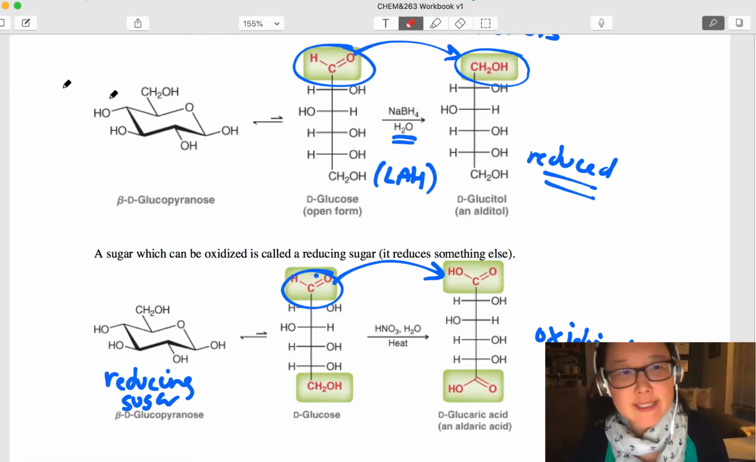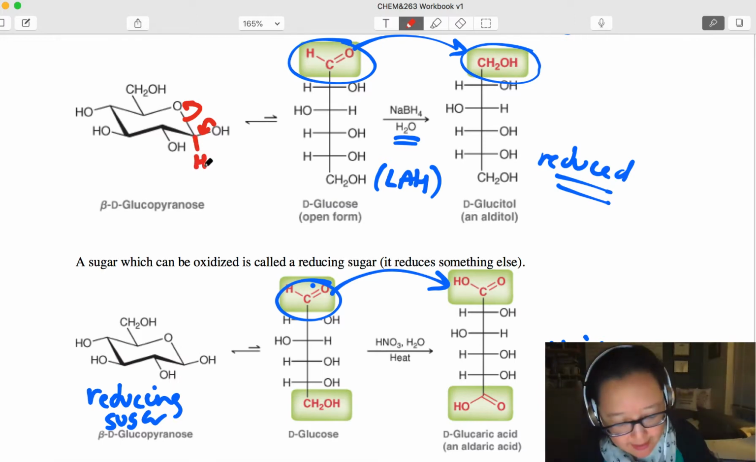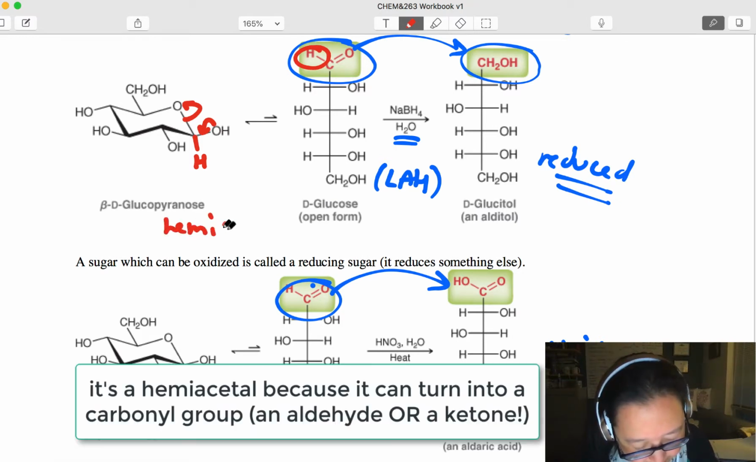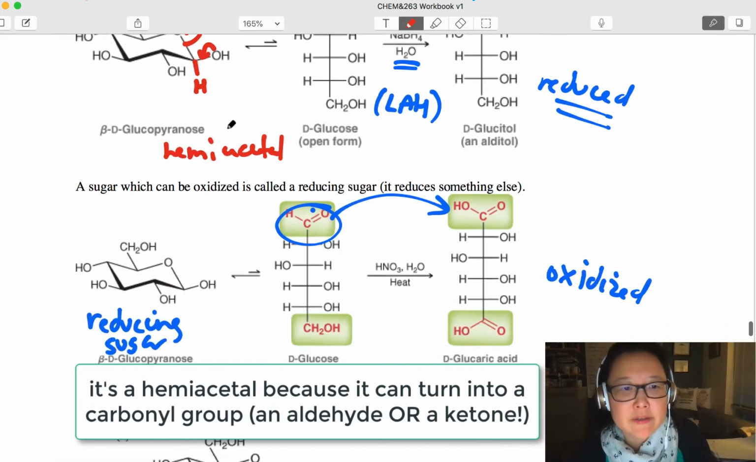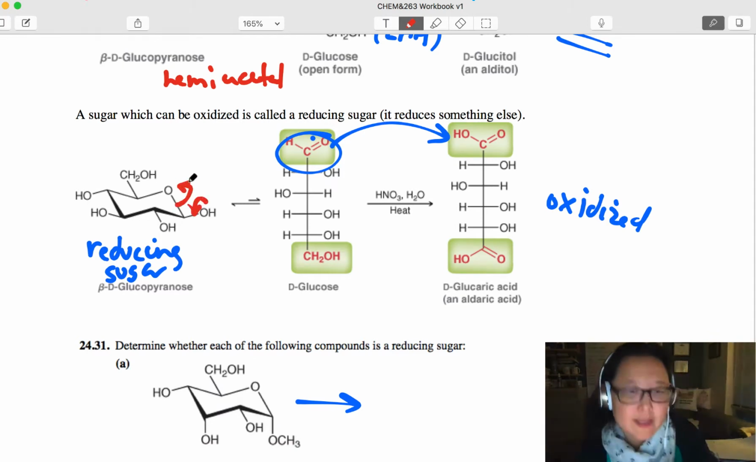If you think back to how an acetal converts back to an aldehyde, it does something like this. I think you see, right? There is an H here, and that's the key to making an aldehyde. This is a hemiacetal, and hemiacetals have the ability to turn into an aldehyde because this O can be deprotonated and made into a carbonyl group. Same thing here, this is a hemiacetal. This can become a carbonyl group because I can just deprotonate the H later.